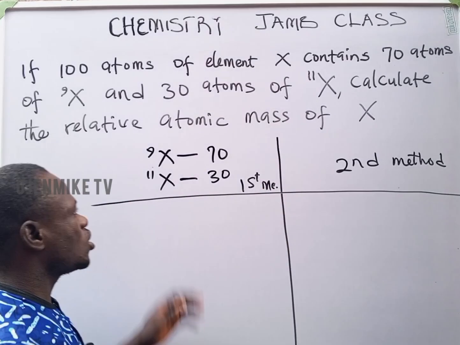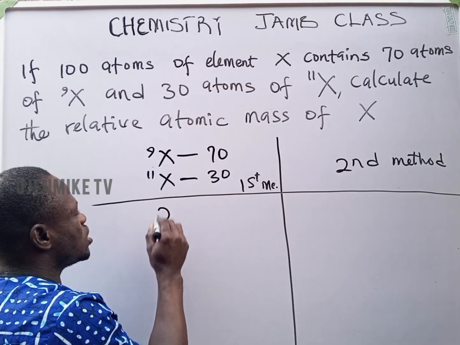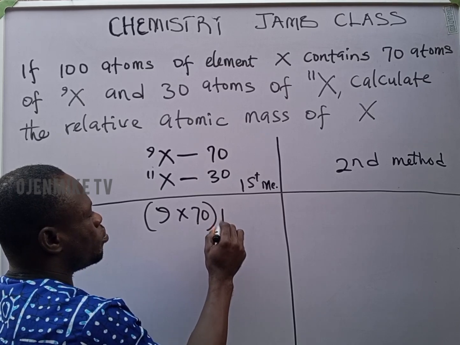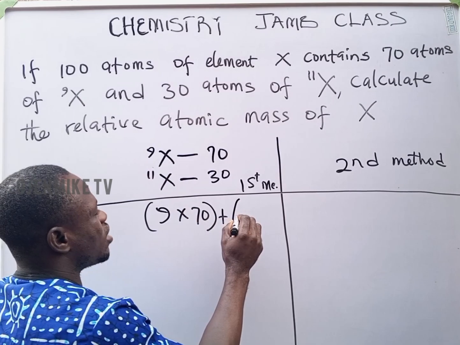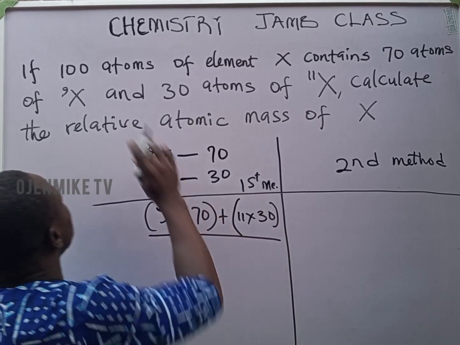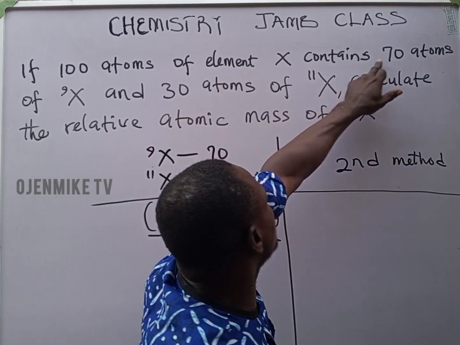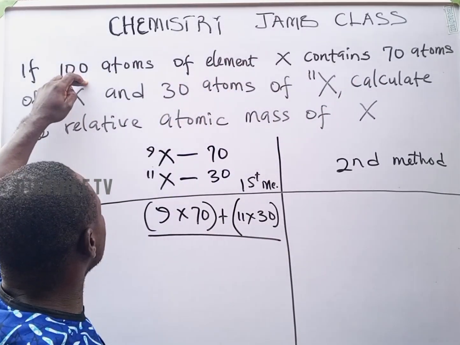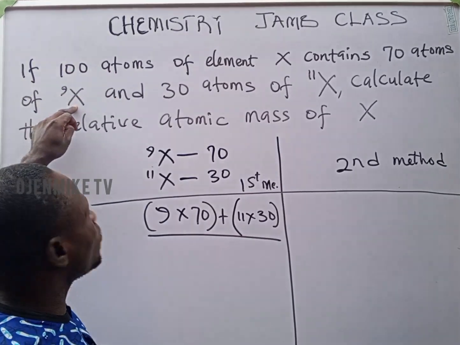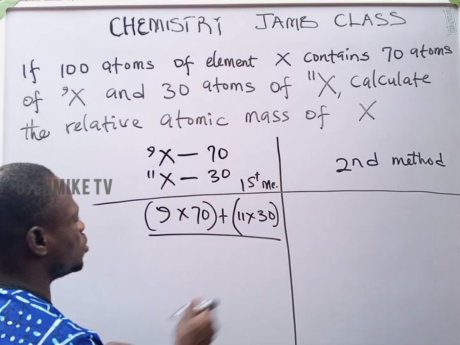Now the first method, what you are going to do is take the atomic mass of this one: 9 times 70, plus this one here, 11 times 30, divided by the total atoms. Because if we add this 30 plus this one, it gives us 100. So these 100 atoms have 70 of X-9 and 30 of X-11. So you divide it by 100.